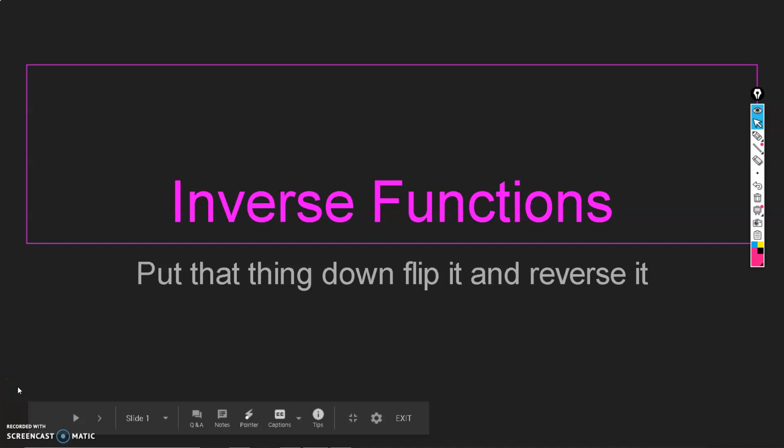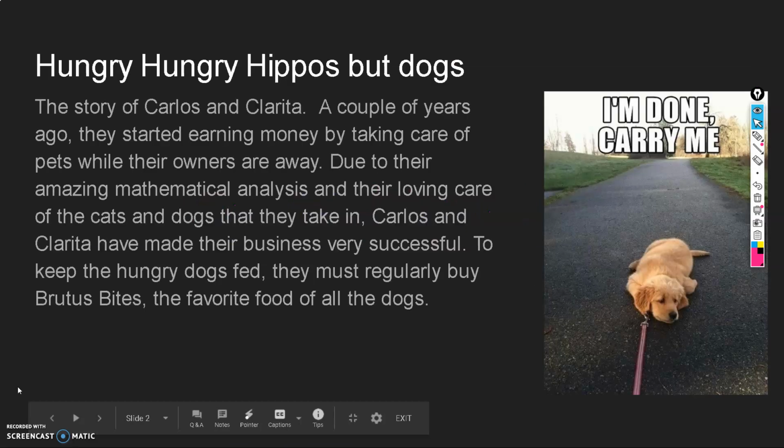Hey everybody, and welcome to inverse functions, or better known by Missy Elliott as: put that thing down, flip it, and reverse it. Wise words.